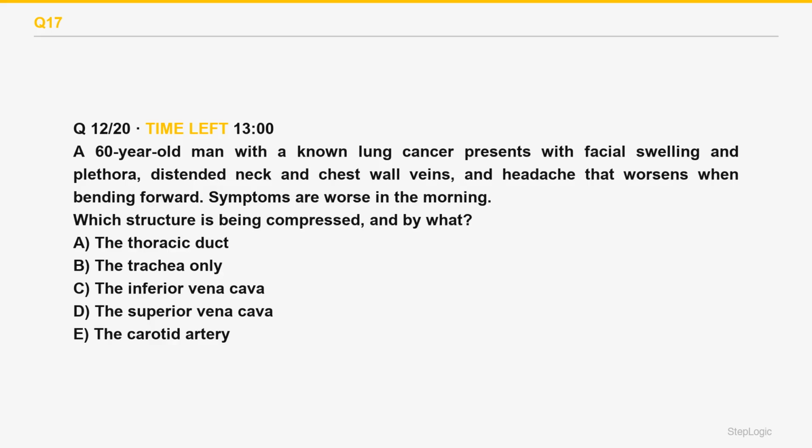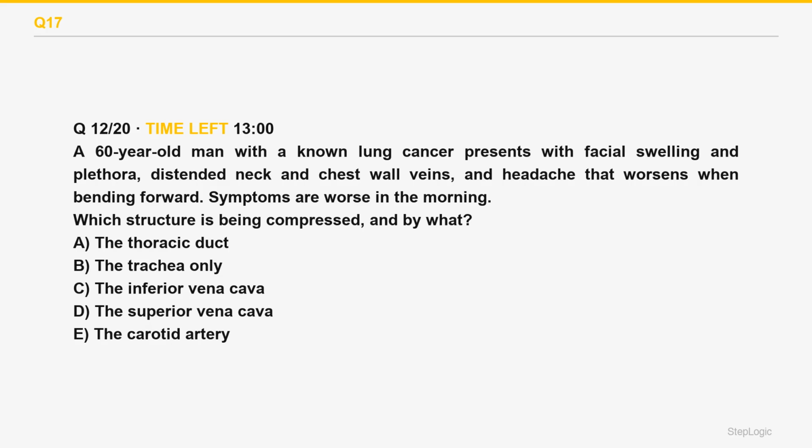Which structure is being compressed, and by what? A 60-year-old man with a known lung cancer presents with facial swelling and plethora, distended neck and chest wall veins, and headache that worsens when bending forward. Symptoms are worse in the morning.